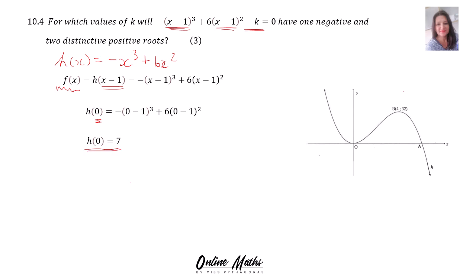And then the y-intercept is 7. So your answer will lie between the y-coordinate of the turning point and your new y-intercept. So it's between those 2 points. And how do you write that in maths? You write it as k is smaller than 32, or k is greater than 7, or you can write it in interval notation.